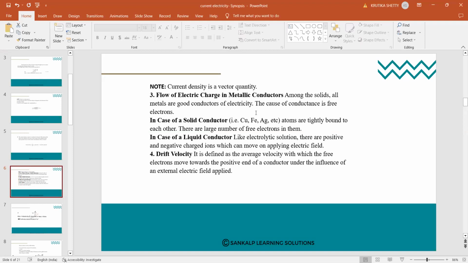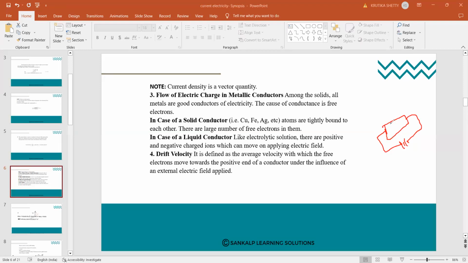Then the next point is drift velocity. So what is drift velocity? For example, assume you have one conductor. It is connected to the battery. When it is connected to the battery, you know that from the positive terminal of the battery to the negative terminal, the charge is flowing across this conductor. Next, what is happening here?